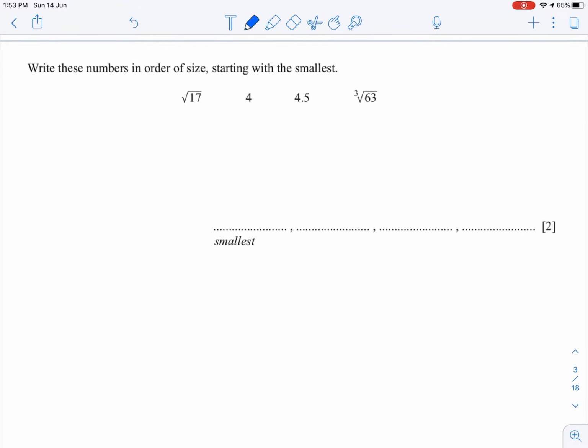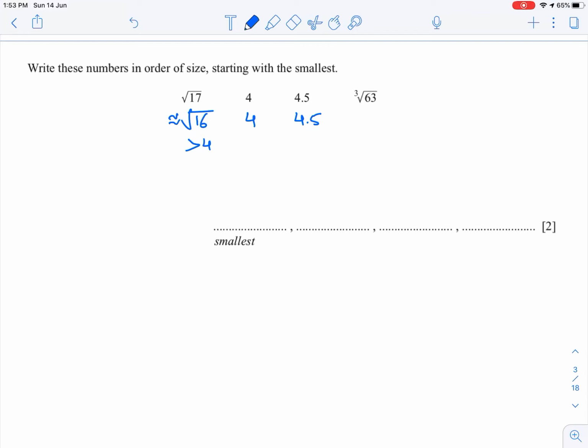In this question they are saying write these numbers in order of size starting with the smallest number. We know the square root of 16 but we don't know the square root of 17. We need to use a calculator for this, but we know that it is approximately equal to the square root of 16, which is 4. So this number should be slightly greater than 4. This is a 4. This is also an exact number given to us.